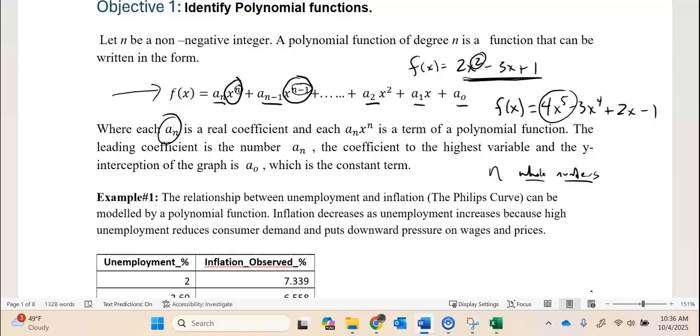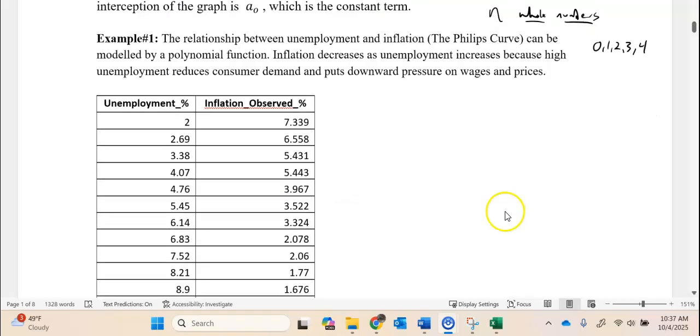Sorry, not whole numbers. I want to do whole numbers. That is 0, 1, 2, 3, 4. What set is that? That's the non-negative integers, the whole numbers.